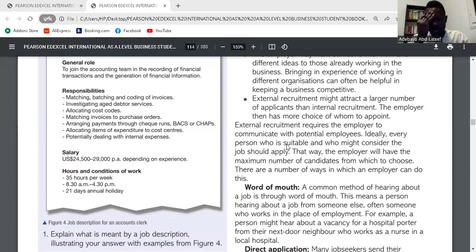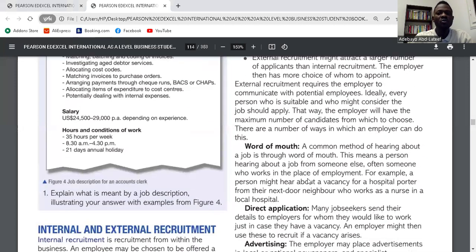Ways in which we can use external recruitment. One, word of mouth. A common method of hearing about a job is through word of mouth. This means the person hears about a job from someone else, often someone who works in the place of employment. So it means maybe one of the employees who knows that the company needs employees would discuss this with other friends, and they might be able to get the job there.